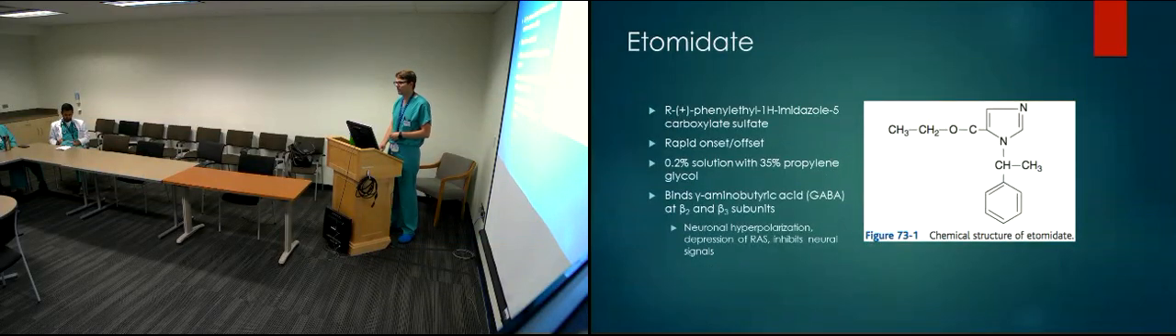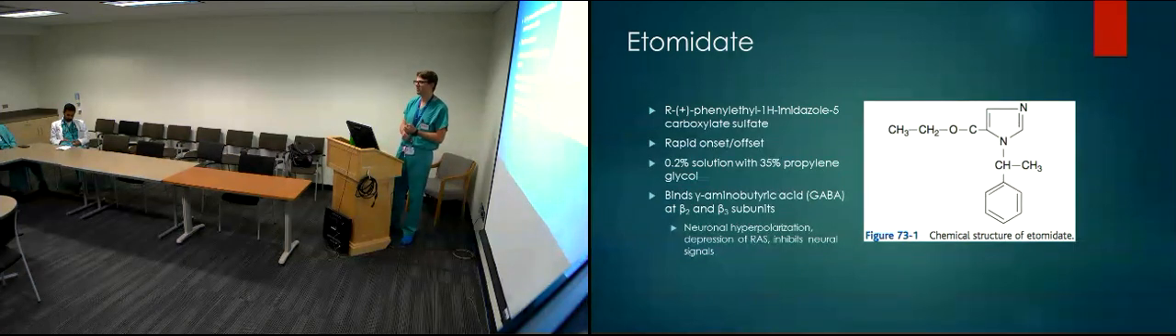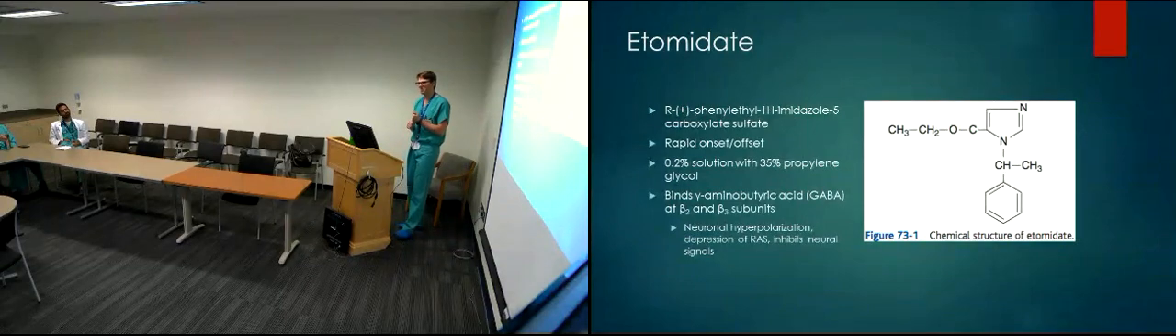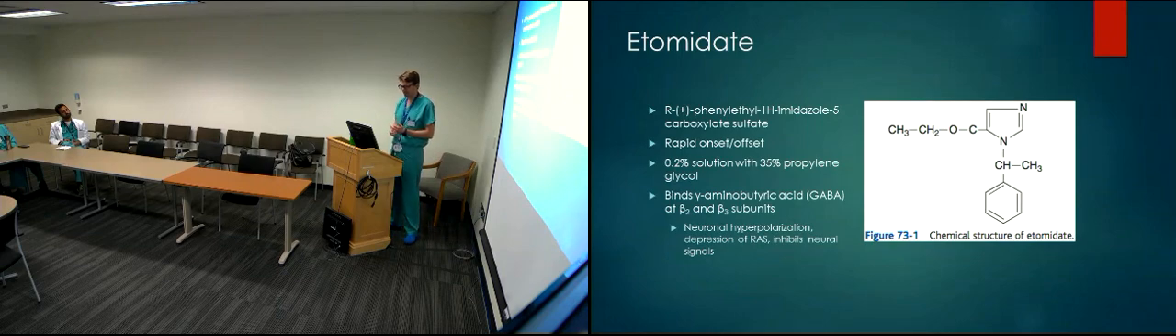Etomidate is my least favorite induction agent, though a lot of people use it as a get-out-of-jail-free card, which is one of the reasons why I don't like it. Rapid onset and offset. It's a 0.2% solution with 35% propylene glycol. This really burns. You think propofol hurts when it goes in? Etomidate really hurts when it goes in. So be cognizant of that. Make sure your patients know that this is going to sting.